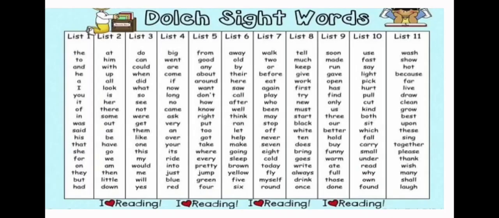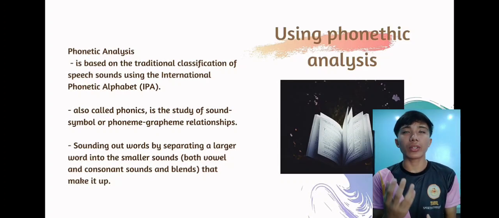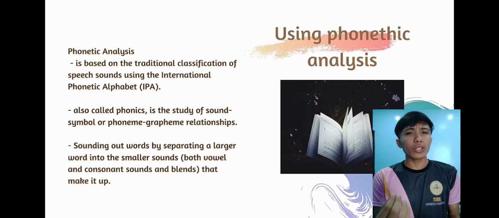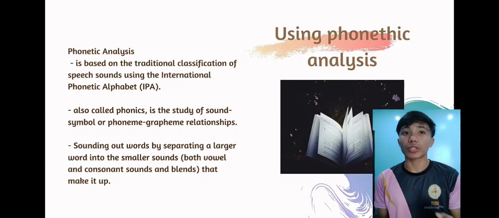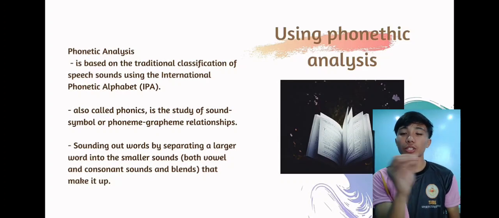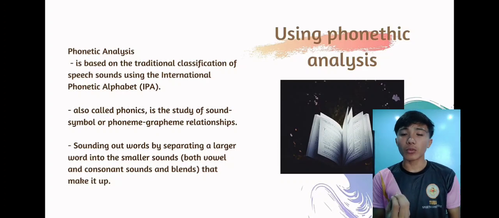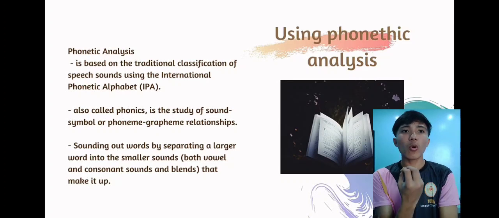So these are the examples of basic sight words. Next stage is the phonetic analysis. Phonetic analysis is based on the traditional classification of speech sounds using the International Phonetic Alphabet, or the IPA. This refers to the use of the English or traditional alphabet. From the word phonetic, it is related to speech sound. Also called phonics, it is a study of sound-symbol or phoneme-grapheme relationship.